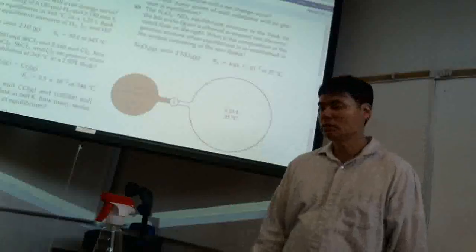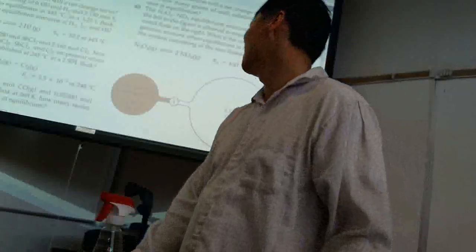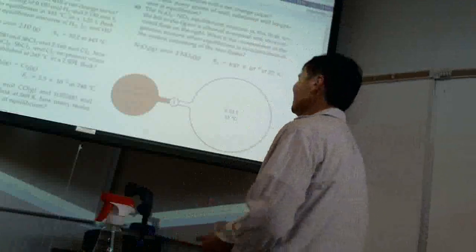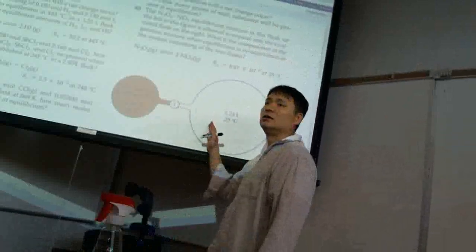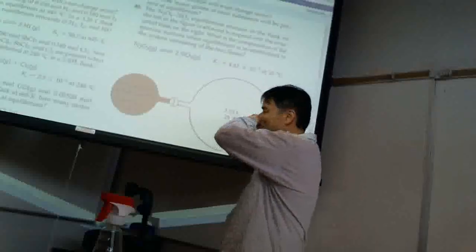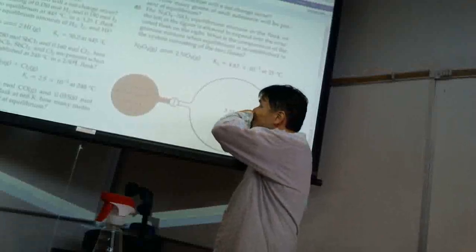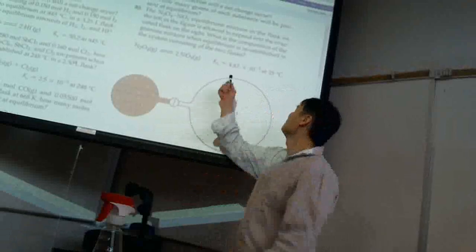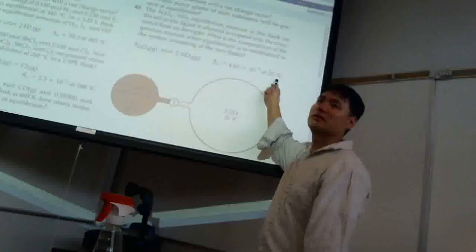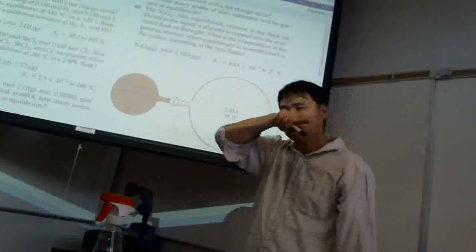So we could do a Q calculation to figure it out, but we don't need to because we can see what's going to happen. It's going to shift to the right. Kc will always remain the same no matter what conditions, as long as the temperature is fixed. K doesn't change.